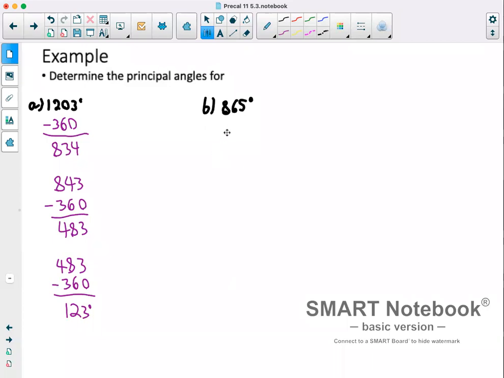For the next one, same thing. So we subtract 360 degrees. 865 minus 360 gives us 505 degrees. 505 minus 360 gives us 145 degrees. So 145 degrees would be the principal angle of 865.